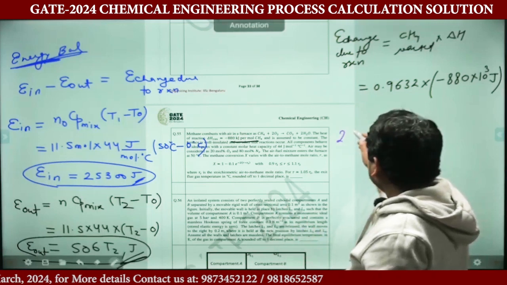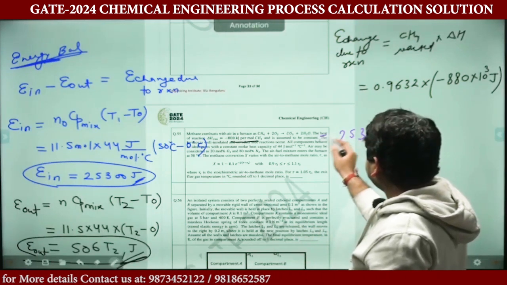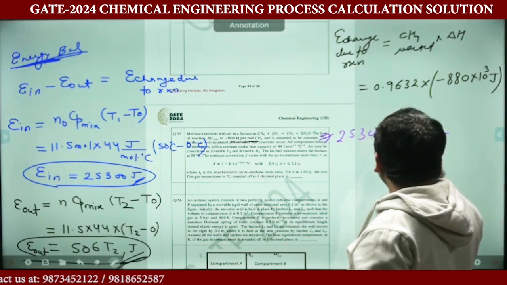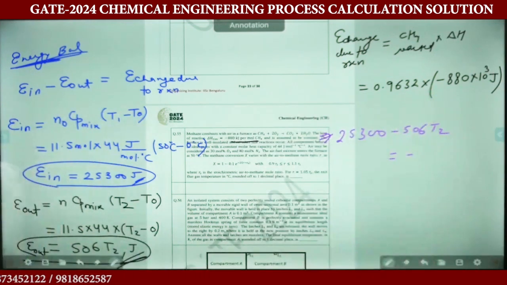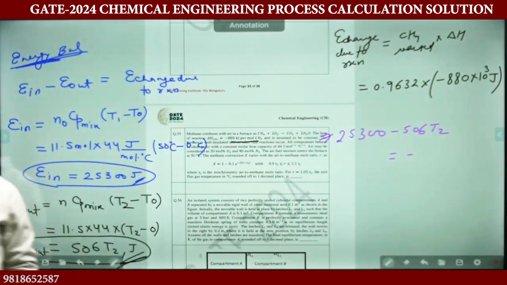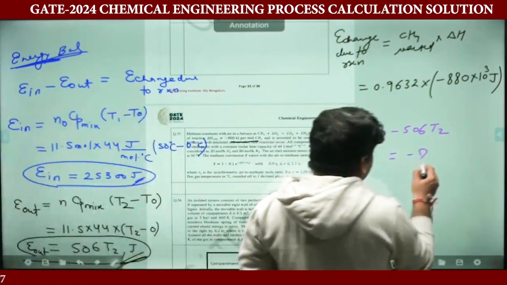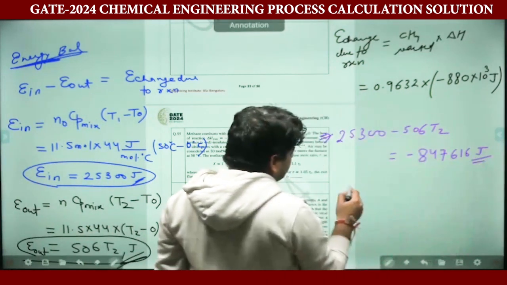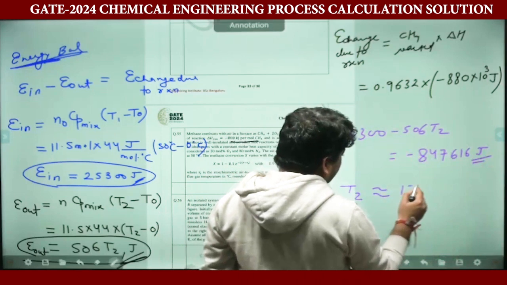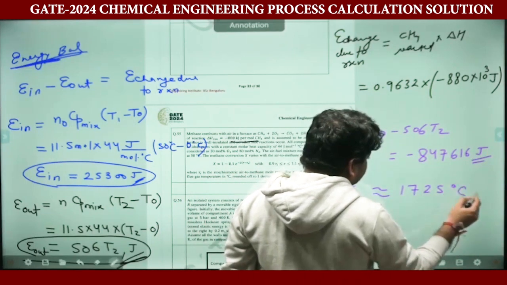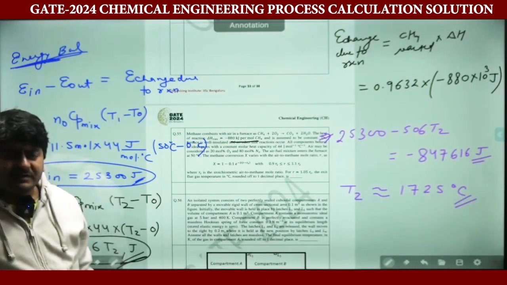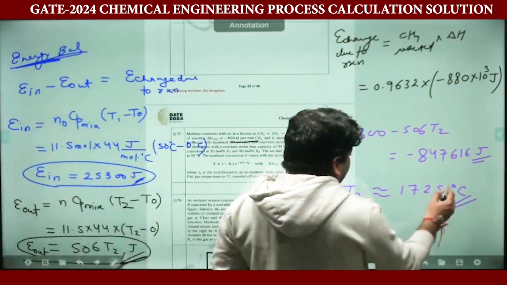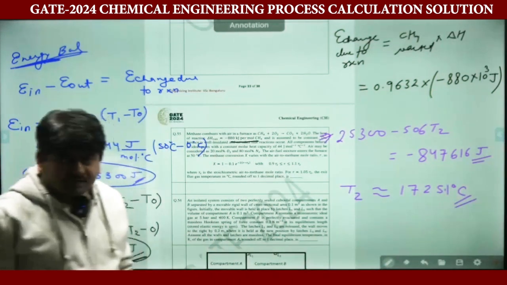So it will be like 25300 minus 506 times T2 equal to minus of this. What is that value? That value is minus 847616 joule. You can check. So after solving this, you will get T2 approximately 1725 degrees Celsius. To be exact, 1725.13. They are asking up to 1 decimal place, so you were supposed to write 1725.1.